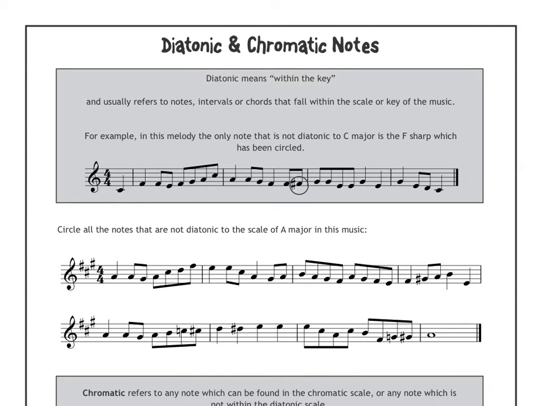So for example, in this melody, the only note that is not diatonic to C major is the F sharp, which has been circled. You know the key signature of C major has no sharps or flats. So if this music was all diatonic, it must follow the key signature. So we should have all white notes, right? But since we have an F sharp here, that note is not diatonic to C major. If it's not diatonic, we call it chromatic.